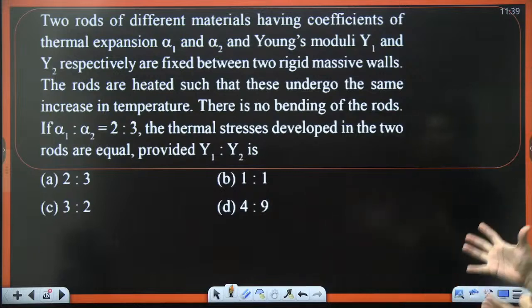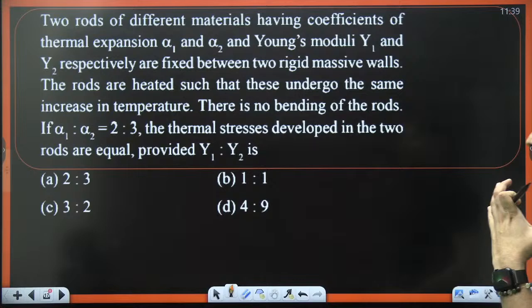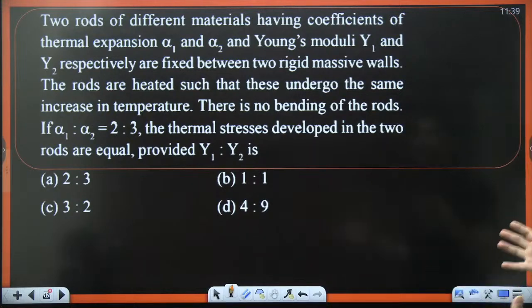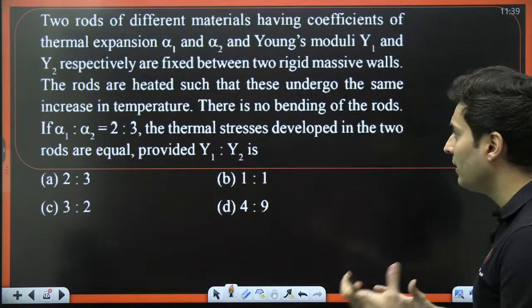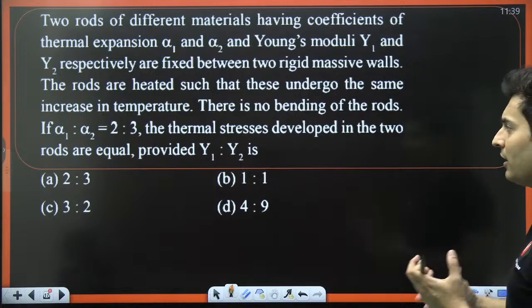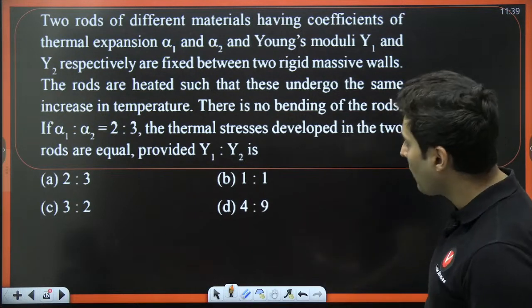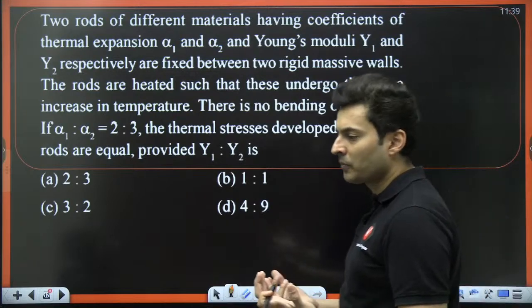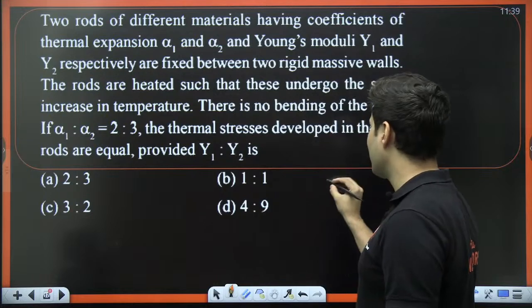Two rods of different materials having coefficients of expansion alpha 1 and alpha 2, and Young's moduli Y1 and Y2, are fixed between two massive walls. The rods are heated such that they undergo the same increase in temperature. There is no bending. The alpha ratio is given. The stresses developed are equal. What is Y1 by Y2? This is a question based on thermal stress.